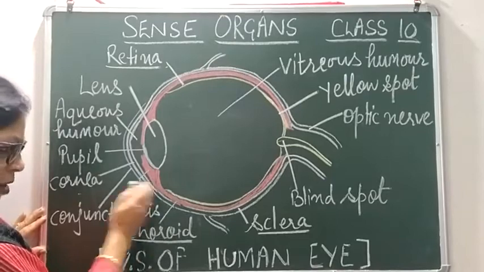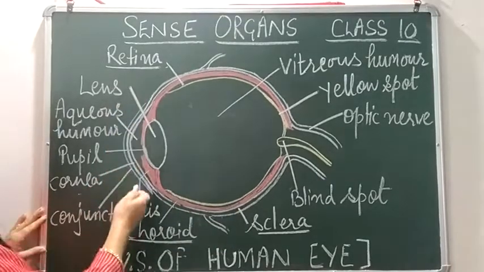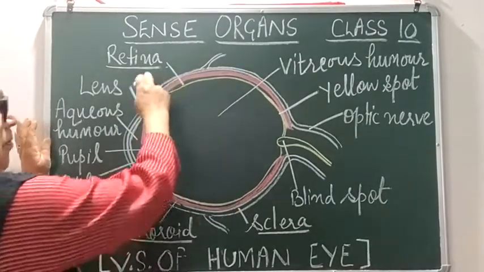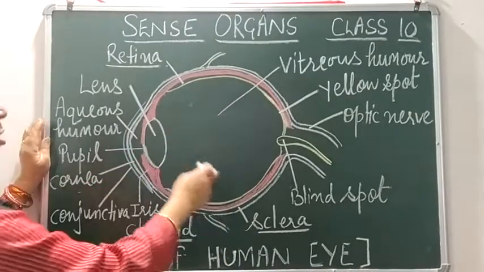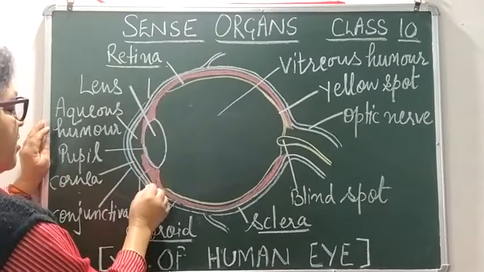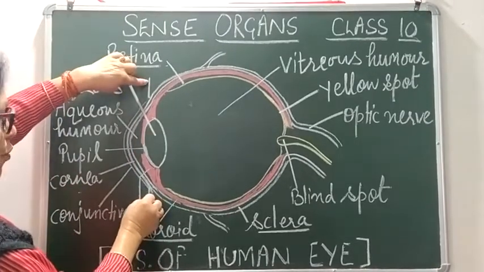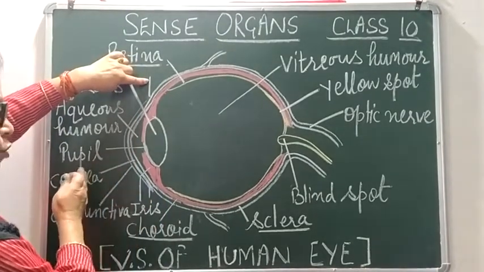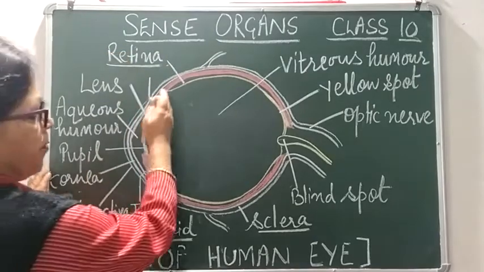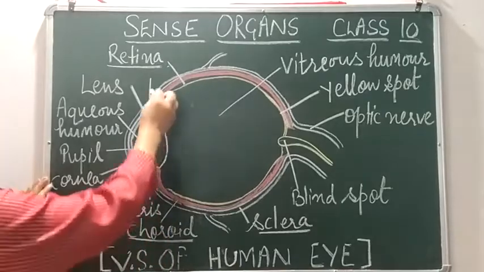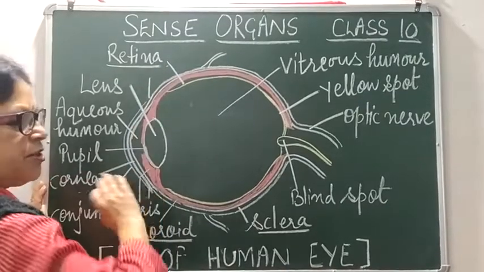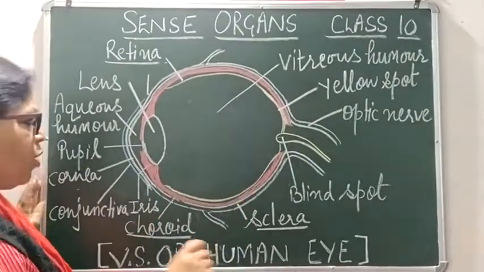Now this part of sclera is in front of the eye. Remember children that the whole eyeball is shown here, only 1/6 part, only this part, is visible outside. That means it is open to outside. The rest 5/6 part is inside the socket, inside the orbit. So only 1/6 part is visible to outside.